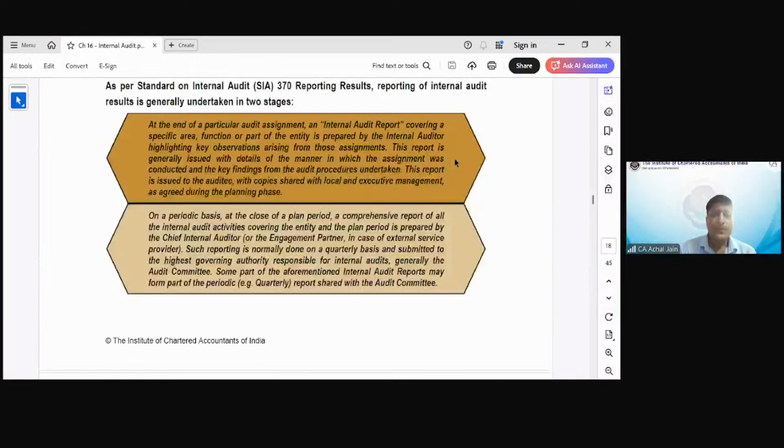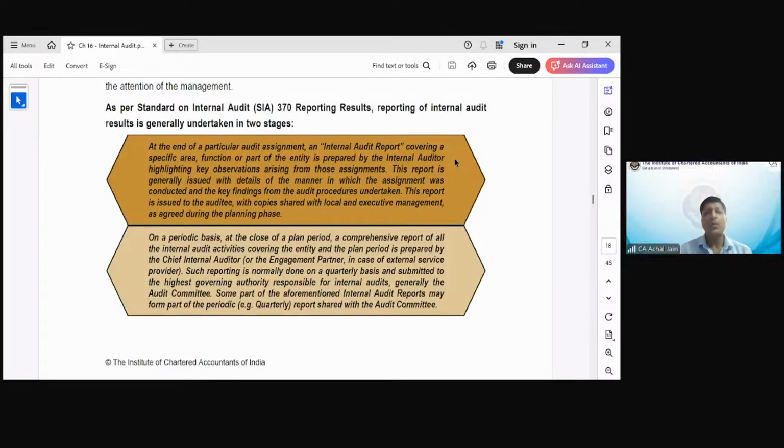Further, when it comes to the internal audit report, this is generally undertaken in 2 stages. What are they? At the end of a particular audit assignment, a report covering the specific area is prepared by the internal auditor highlighting key observations. This report is issued with details of how the assignment was conducted and the key findings. To whom is this audit report issued? To the auditee, meaning the company, as agreed during the planning phase.